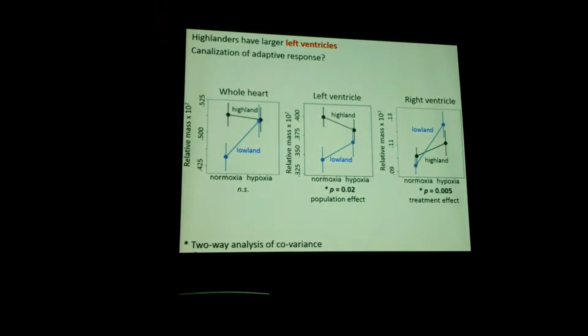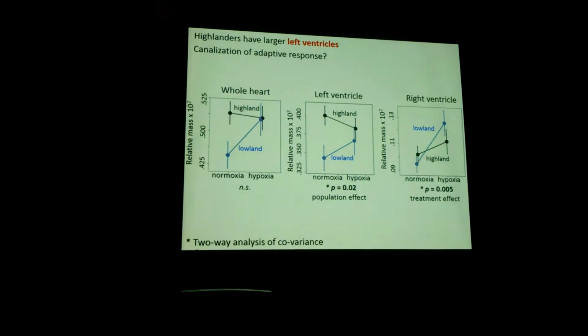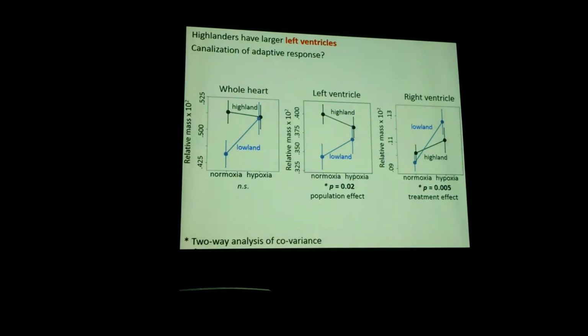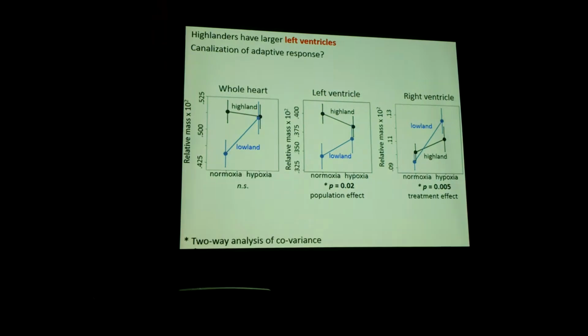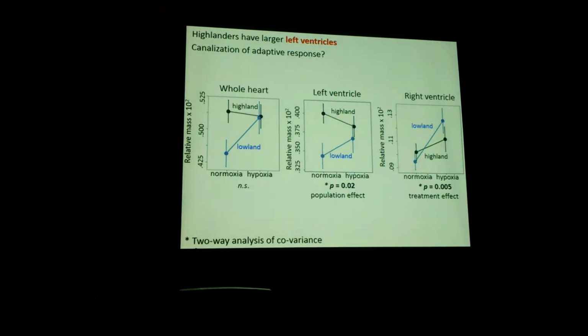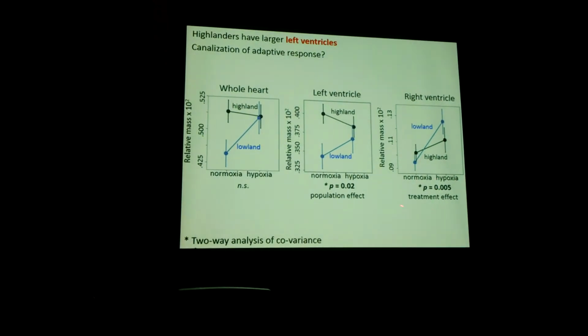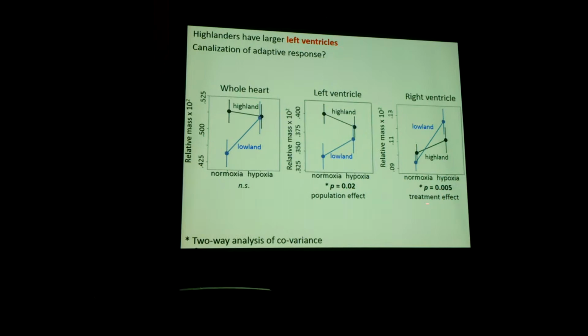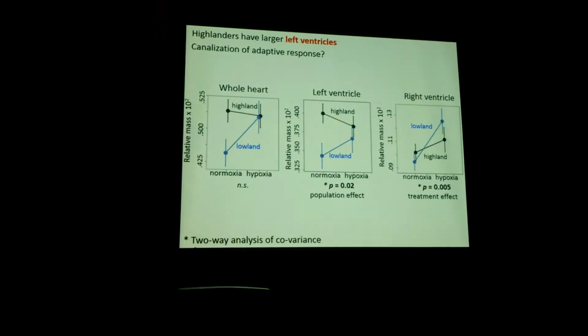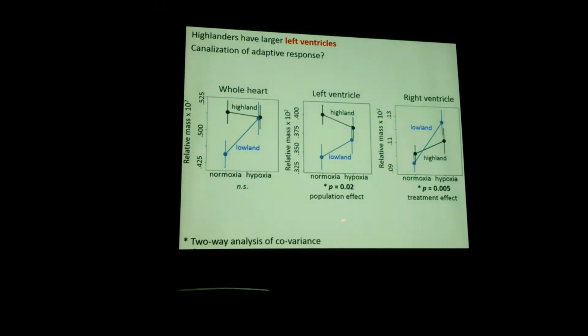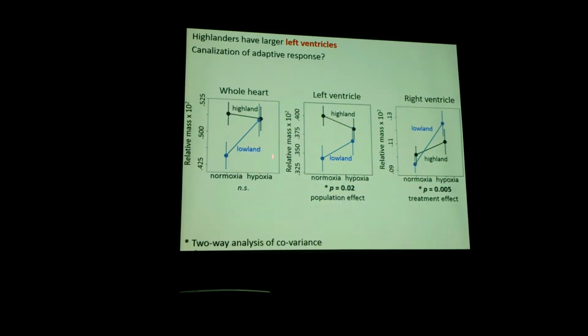For the right ventricle, we see an increase, or hypertrophy, in response to hypoxia in both lowlanders and highlanders. And although this increase appears to be reduced in highlanders, we only found a statistically significant treatment effect. And this is according to a two-way analysis of covariance. I should say body mass was used as a covariate, and all these were relative to body mass.